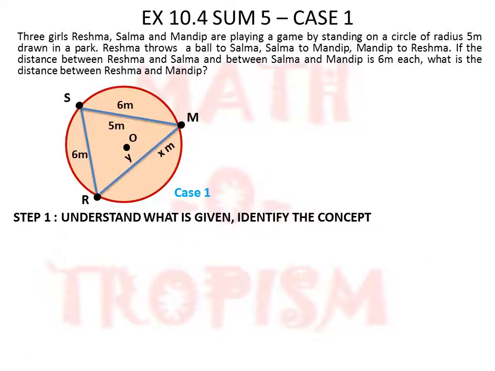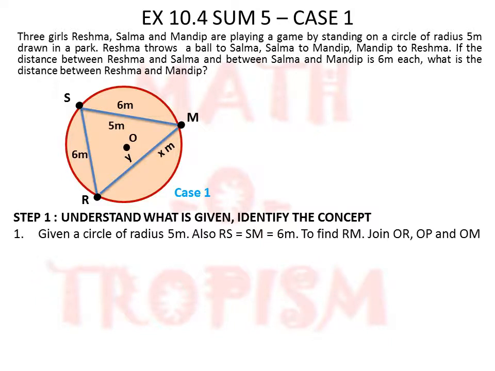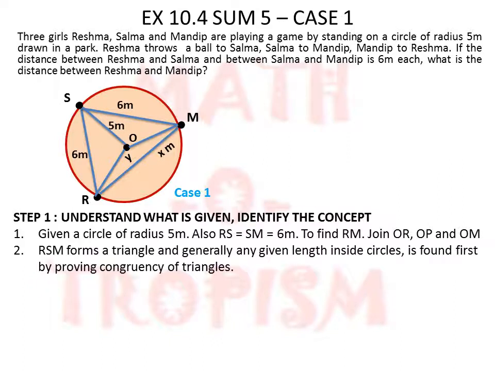First we need to understand what is given and identify the concept with which we are going to find the value. We have been given a circle of radius 5 meter, and also RS equal to SM is equal to 6 meter. We need to find RM. So I am going to join first OR, OS, and OM.